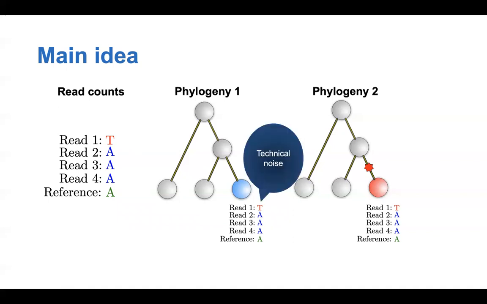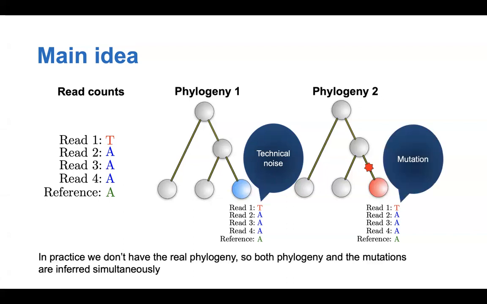But if we see a mutation on the branches of the phylogeny leading to that cell, we can say with more confidence that the variant nucleotide is a sign of a mutation. In reality, we don't have the true phylogeny of the cells. So we infer the true phylogenetic tree and the variants simultaneously.